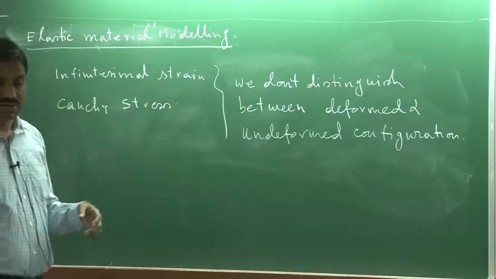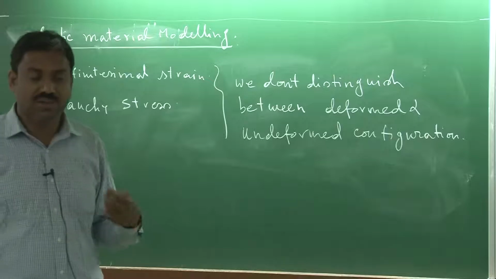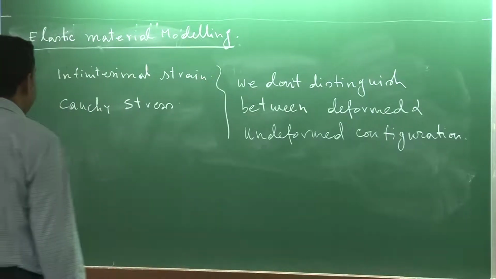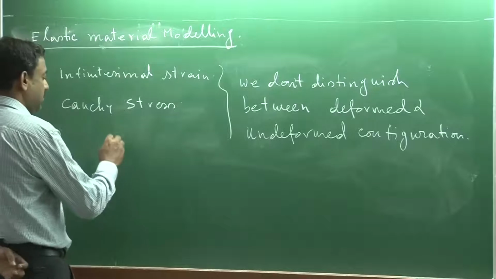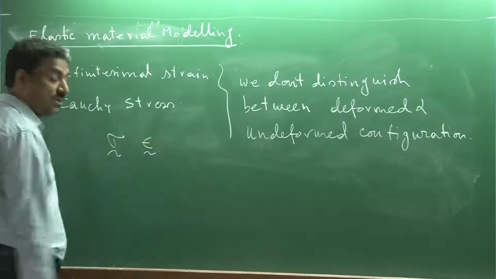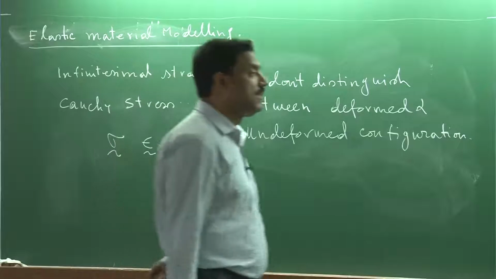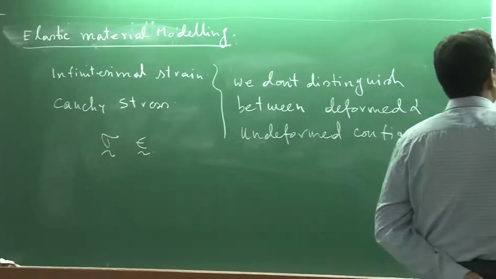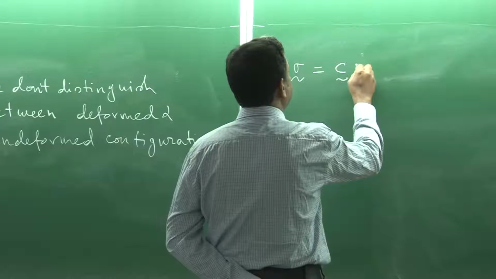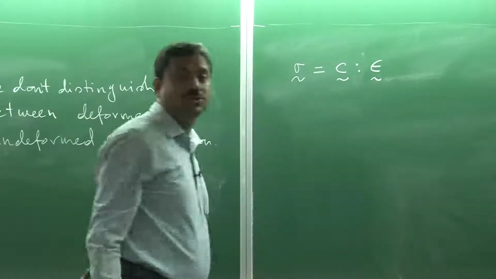So, like first Piola-Kirchhoff, second Piola-Kirchhoff, Cauchy stress tensor, everything will be the same here, because we do not distinguish. So then we basically use sigma and epsilon, that we can relate. Okay. Now, if you can relate, sigma is nothing but this times epsilon, that will be your constitutive material modeling.